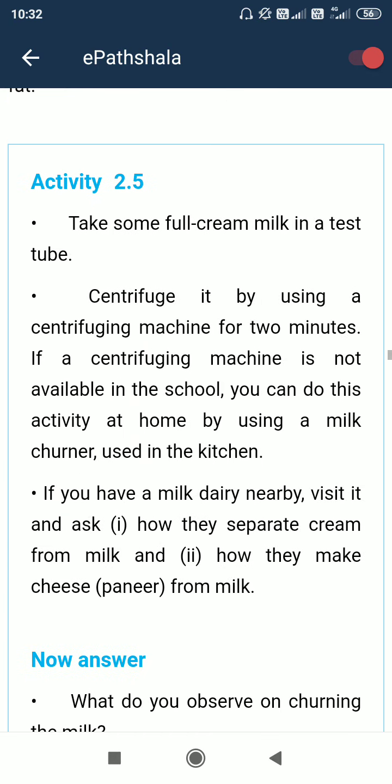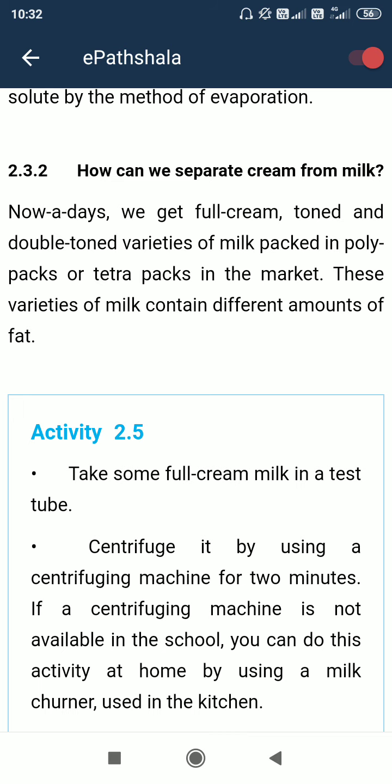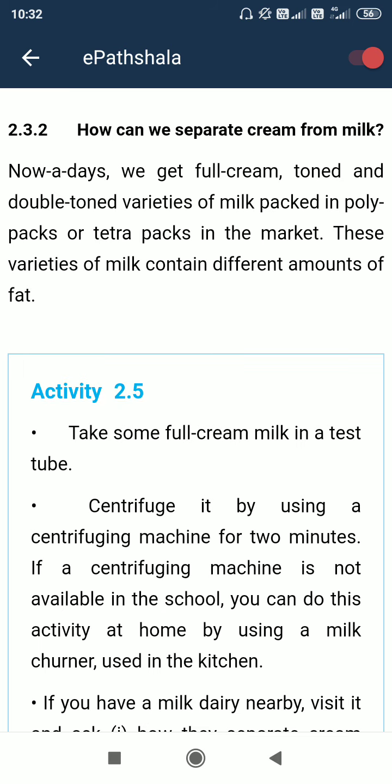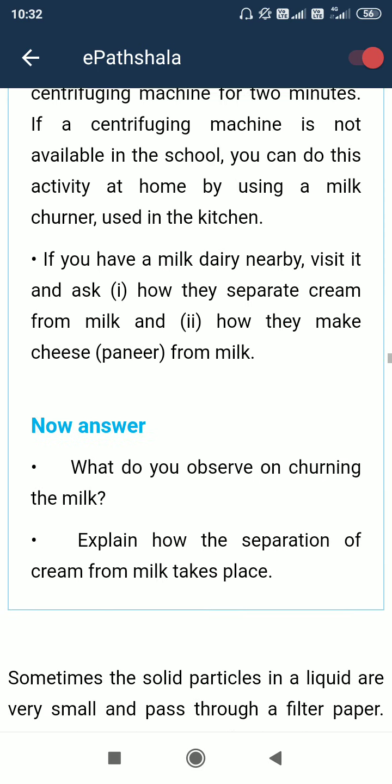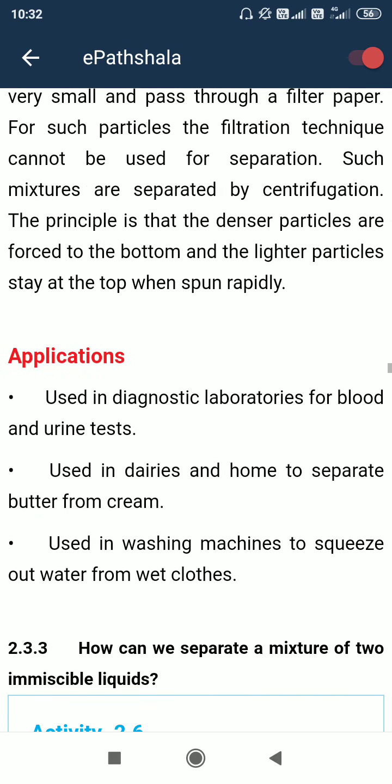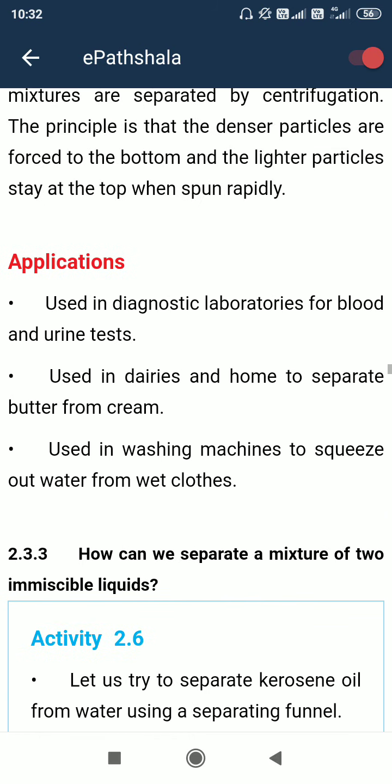So this one is separating cream from milk. It is actually easier because the cream looks solidified and is already some distance, you can say, from the milk. Full cream, toned and double toned varieties of milk are packed in polypacks or tetra packs. The application is used in diagnostic laboratories for blood and urine tests.